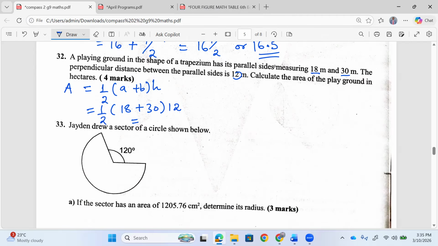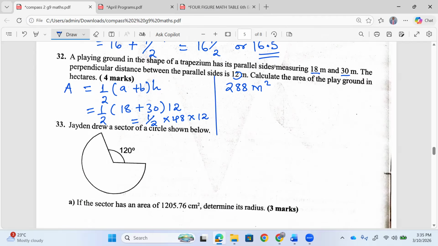This is a half multiplied by 48 multiplied by 12. So, half times 48 times 12. This gives us 288 meters squared. That is the area of this particular plot.